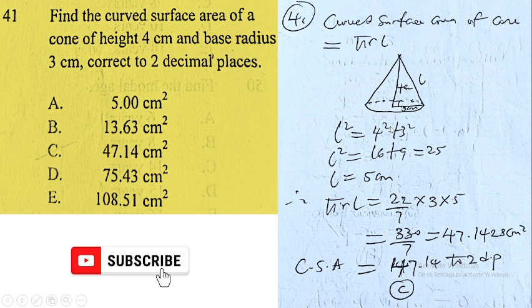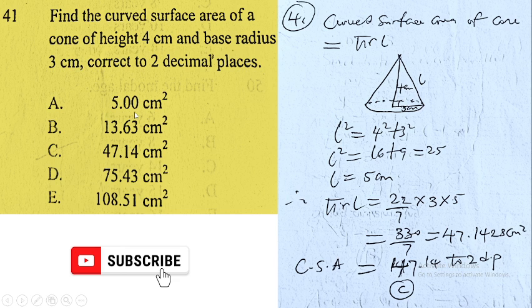So we have L square equals 4 square plus 3 square using Pythagoras theorem. L square will be 16 plus 9, and that gives us 25. L will be 5 centimeters by taking the square root of both sides. Then now that we know the value of our L, we can find the curved surface area of the cone. That will be 22 over 7 times 3, which is the radius, times 5, which is the slant height. And if we simplify that further, that will give us 47.1428 centimeters squared. And we have to take it to 2 decimal places, and that should give us 47.14 to 2 decimal places. And option C is the correct option there for that question.